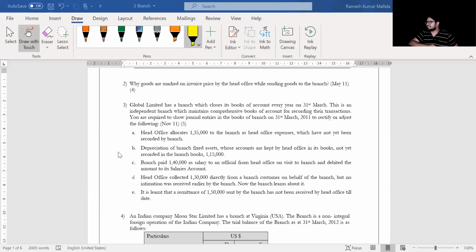Second, depreciation of branch fixed assets whose accounts are kept by head office in its books, not yet recorded in branch books, 1,15,000. Now what is he trying to convey? My depreciation accounts are generally maintained by head office, and it is not recorded in my books. So depreciation is an expense for me. I'll have to record that expense of depreciation, which is 1,15,000. And whom will I credit it to?